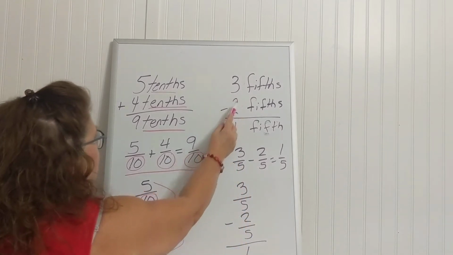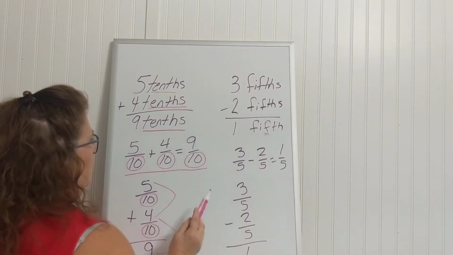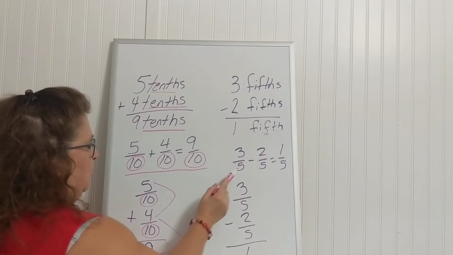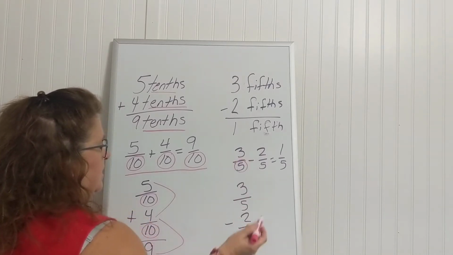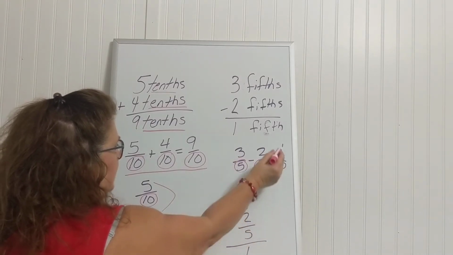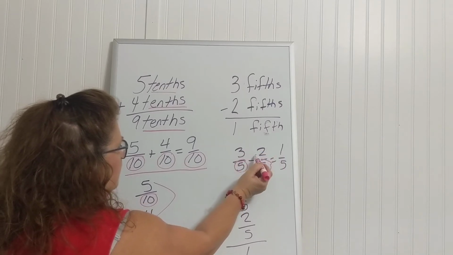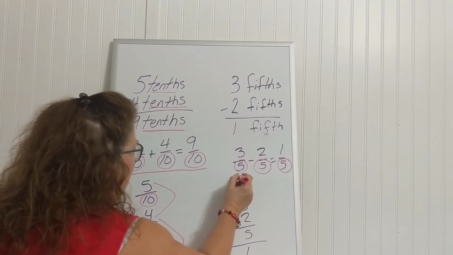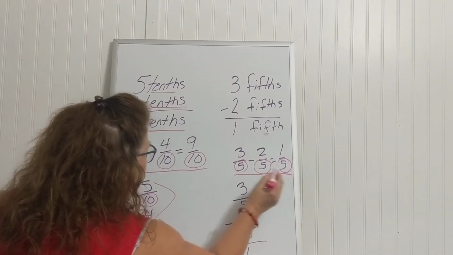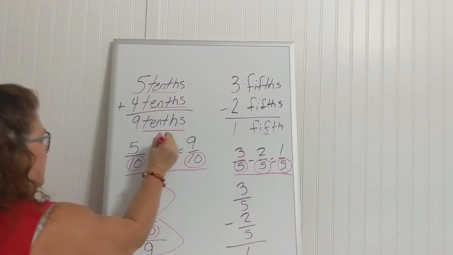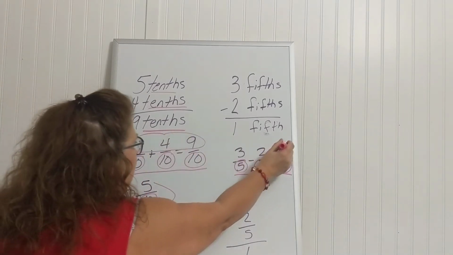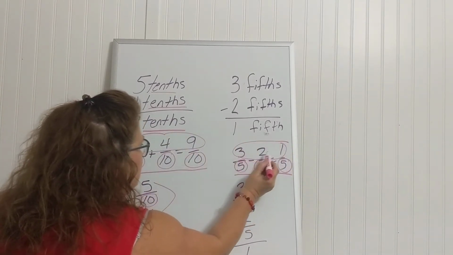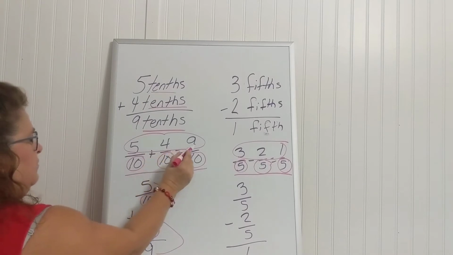So we have 3/5 minus 2/5 equals 1/5. Here it is in fraction form. 3/5 minus 2/5 equals, we subtract our numerators, 3 minus 2 equals 1, so 1/5. Our denominators stay the same all the way across, and we just add or subtract the numerators. 3 minus 2 equals 1. 5 plus 4 equals 9.